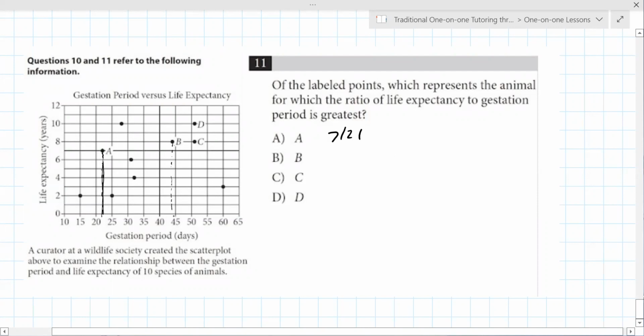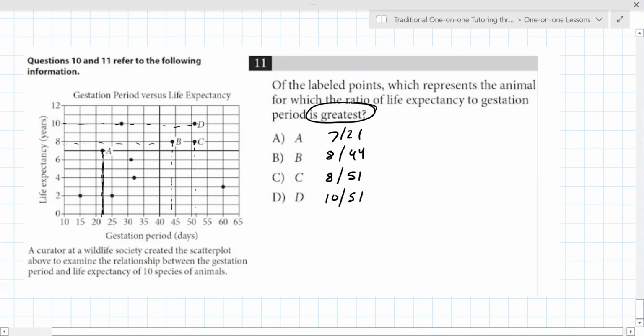How about for B? It looks like it's 8 over what number? 8/44. Okay, and how about C? C is 51. 8/51. Okay, and then letter D. Letter D, that's 10/51, we'll say. Okay, so which of these is the greatest?